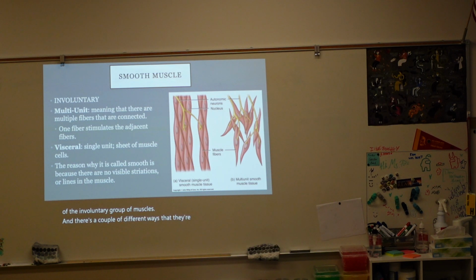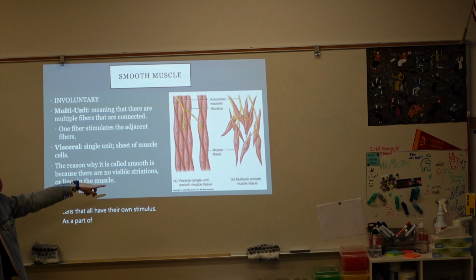So there's a multi-unit, which means that there's multiple fibers that are connected, and then one fiber ends up being stimulated, and the adjacent fibers, so like there's one signal and then it just expands and propels through. And then there's visceral, which is a single unit, so there's a sheet of muscle cells that all have their own stimulus as a part of the nerve.